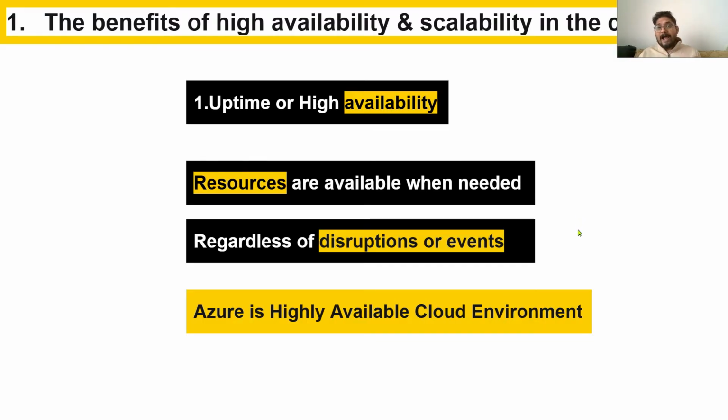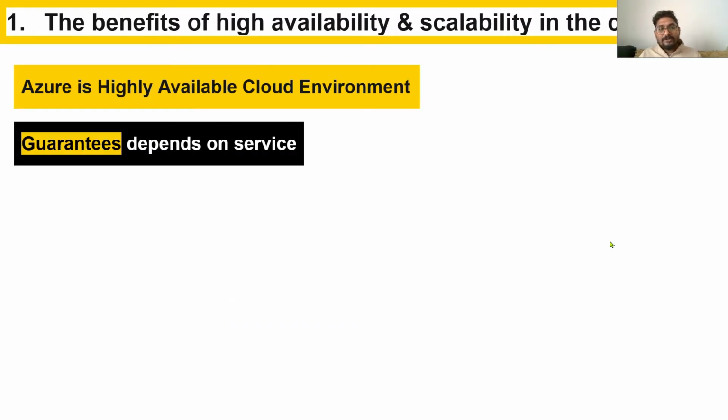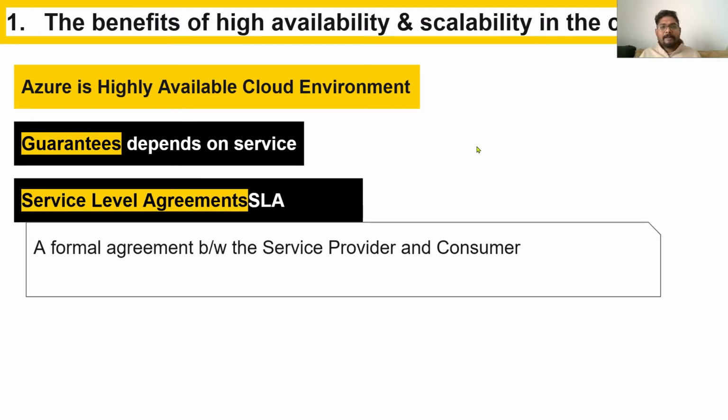Now, Azure is a highly available cloud environment. Let's understand this term a little more. Azure is a highly available cloud environment. Now, what does that mean? That means it guarantees, depending on the service. So it gives you some kind of a guarantee. Now, what does that guarantee mean? A guarantee means a service level agreement, or you call it SLA.